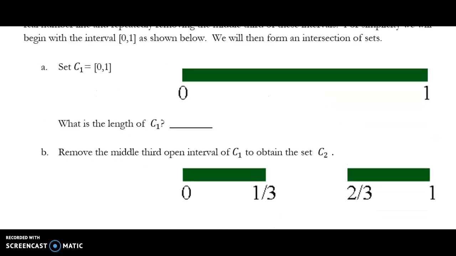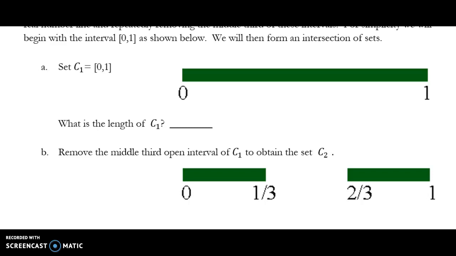And again, you're not measuring that with inches or centimeters, you're just measuring it in units. So there is one whole unit between 0 and 1. So we would say that the length of C1 is 1. And so that's your starting set.